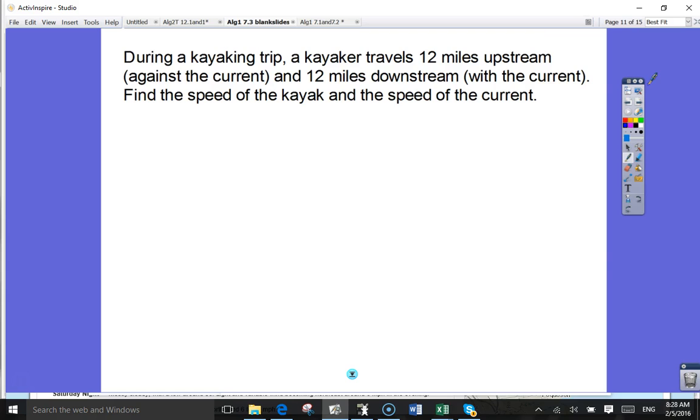I've got to see, did I miss a piece of data in this? Yeah, you know what? I may have missed something from the graphic. Oh, yeah. Sorry. Good point. Okay, so when he's going against the current, it took him 3 hours. When he's going with the current, it took him 2 hours. Thank you. So what's the speed if you go 12 miles in 3 hours?